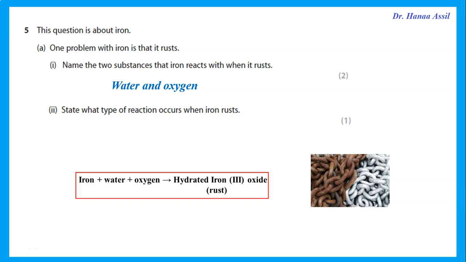What type of reaction occurs when iron rusts? Well, you should know, if I'm changing from iron to iron(III) oxide, that means I'm gaining oxygen, and that is oxidation.